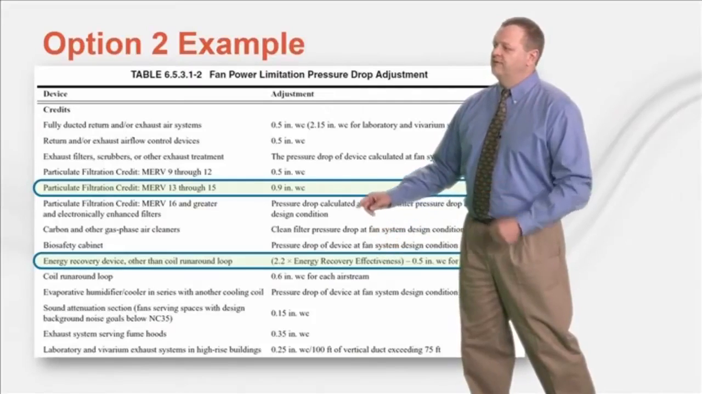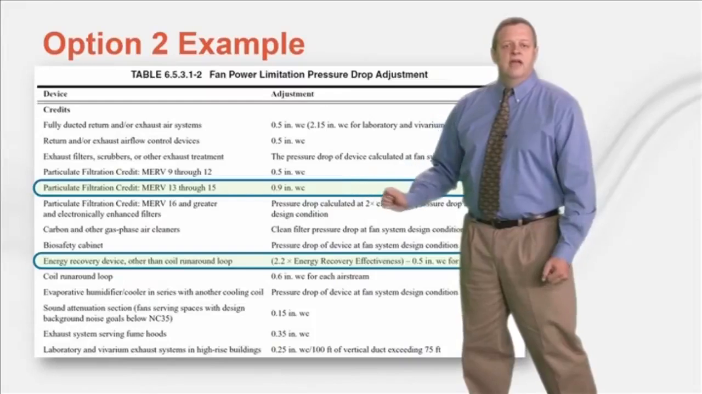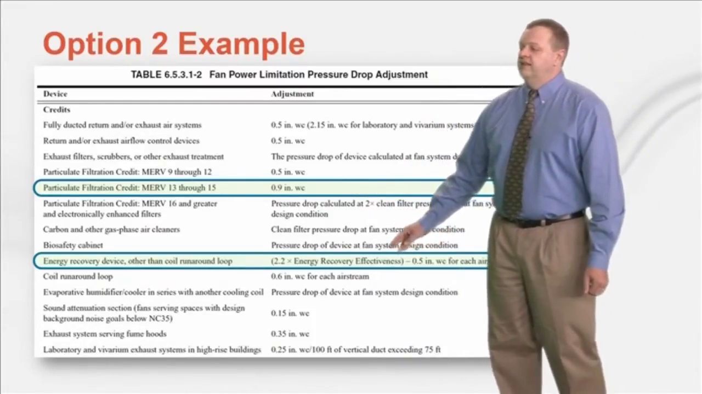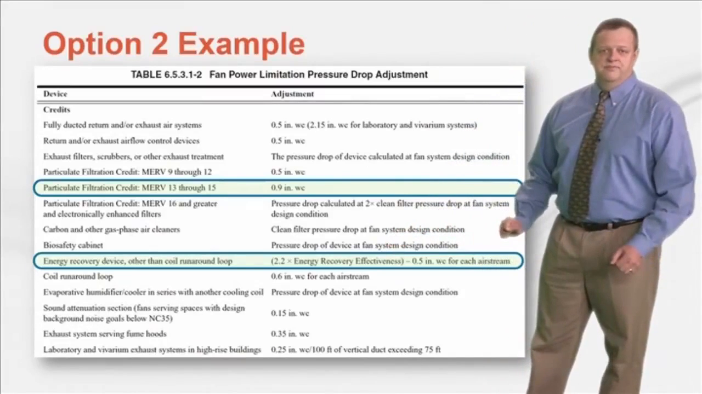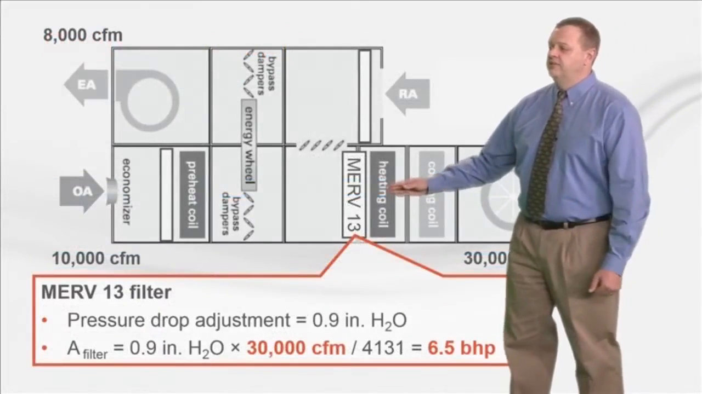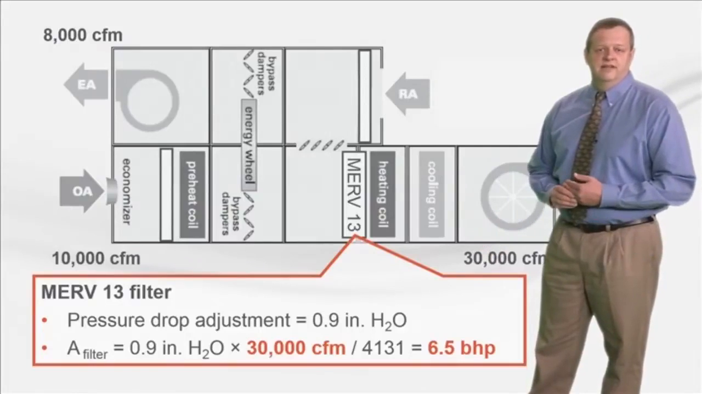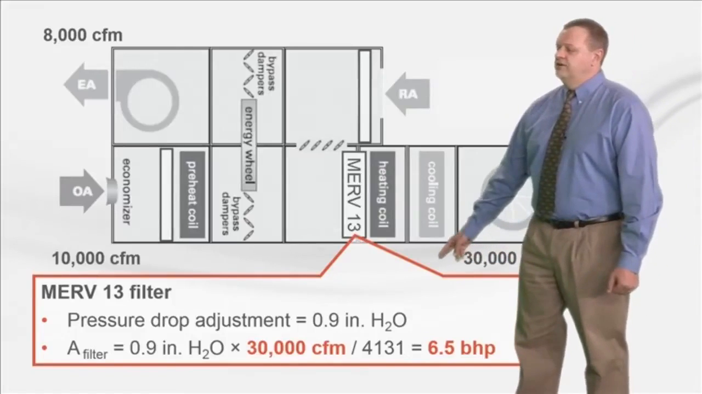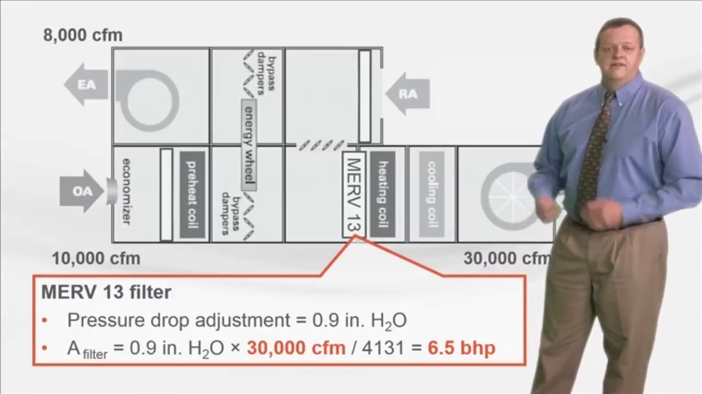The pressure drop adjustment for the MERV 13 filter is 0.9 inches of water. And for the total energy wheel, the adjustment is based on the effectiveness of this device and then applies to each airstream. Starting with the filter, it's installed in the mixed airstream, so the design airflow through it is the full 30,000 CFM of supply air. Based on this airflow and the 0.09 pressure drop adjustment, the resulting credit is 6.5 brake horsepower.